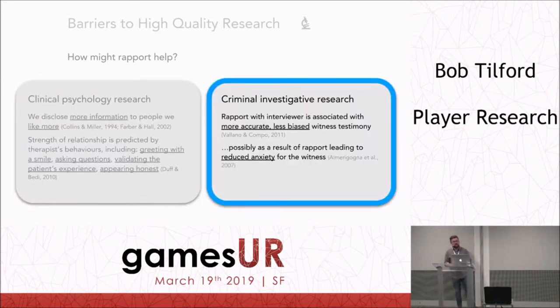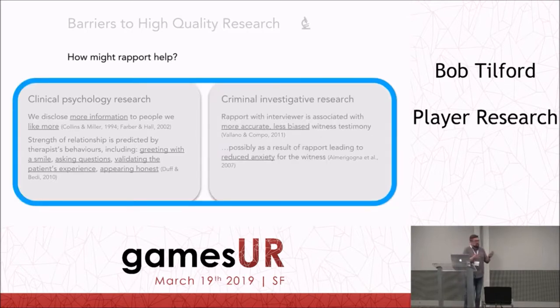There's another simultaneous track of research looking at the effects of rapport in criminal investigative interviews. Here it's been established that rapport actually leads to more accurate witness testimony. We heard from Harvey about the Loftus and Palmer study, in which witness testimony was shown to be biased by the way you asked questions. But here we can see that interviewees who have good rapport with their interviewer are actually more resistant to biases, misinformation, and leading questions. And interestingly, it's been suggested that these effects might stem from reduced anxiety on the part of the interviewee as a result of the good rapport they have with their interviewer.